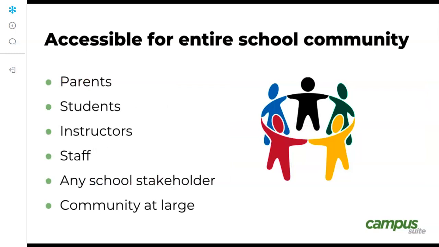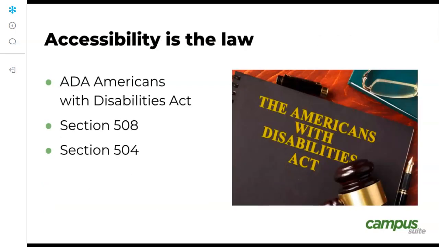So for a school or a school district, accessibility applies not just to students and parents, but really the entire school community, and that gets into your instructors and staff, of course, really any stakeholder. It could be a school board member, suppliers, alumni, the community at large. That could include, obviously, local government, businesses, and your local media as well. So accessibility is not just for the parents that are hitting your website.